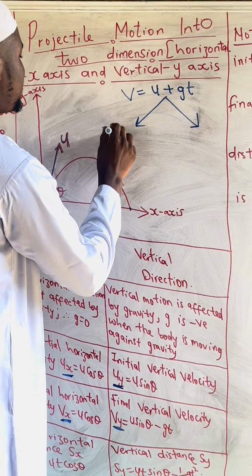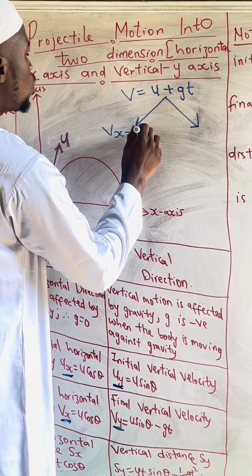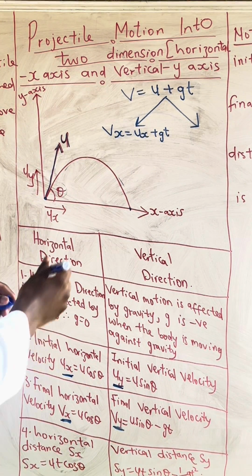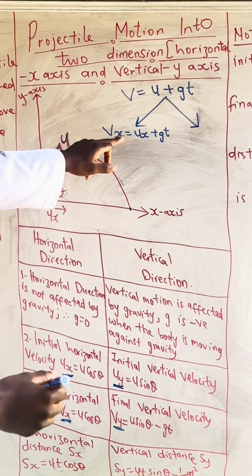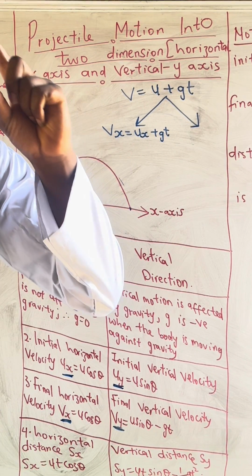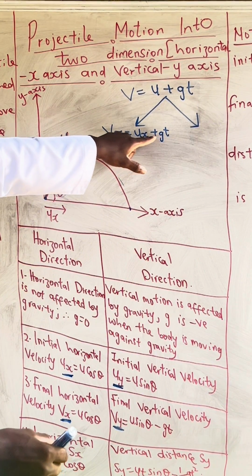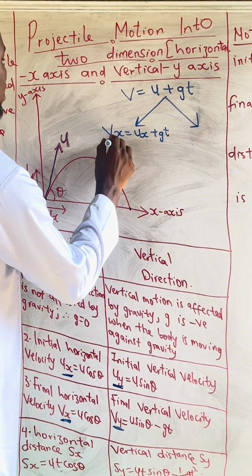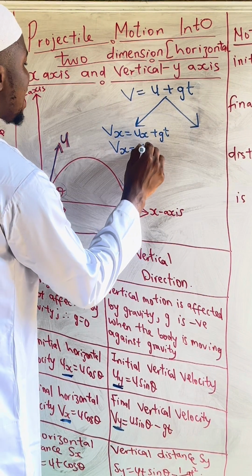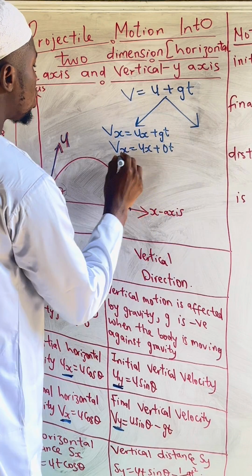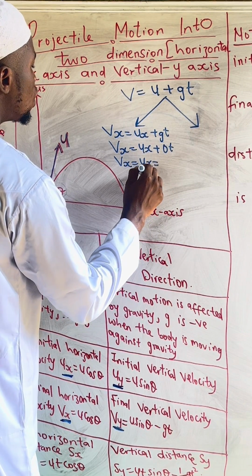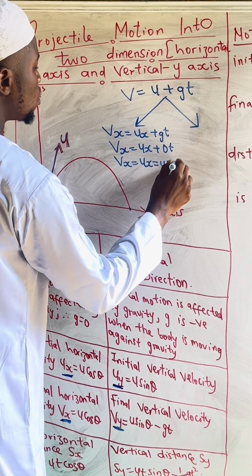So I can say that Vx is equal to Ux plus gt. But guys, remember that whenever I'm dealing with X, which is the horizontal direction for a projectile body, the acceleration due to gravity is always 0, right? So this simply means that this Vx will now be equal to Ux plus 0t. So therefore, Vx is equal to what? Ux. And the formula for Ux is what? U cos theta.